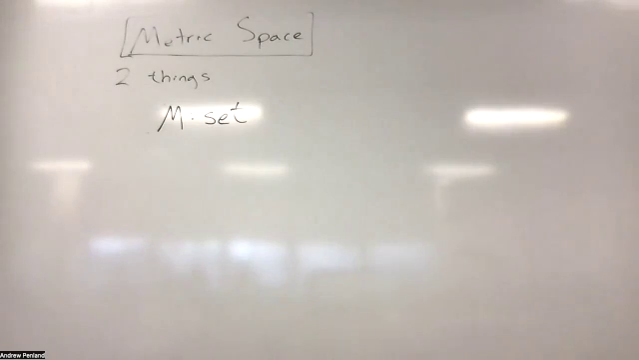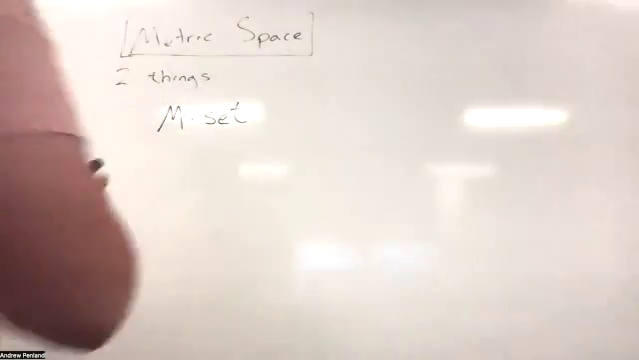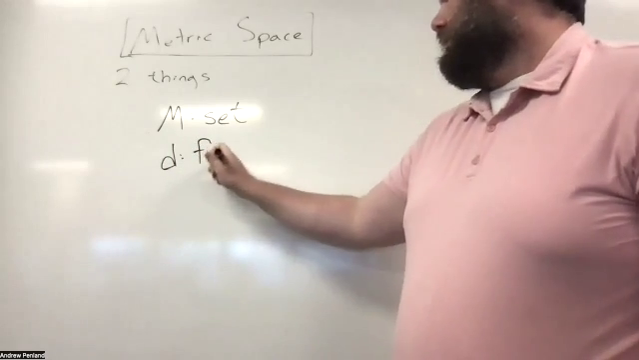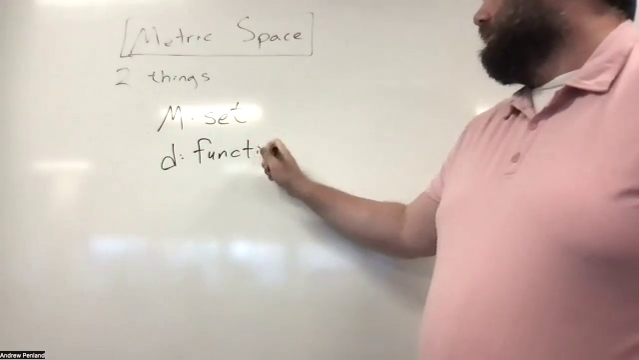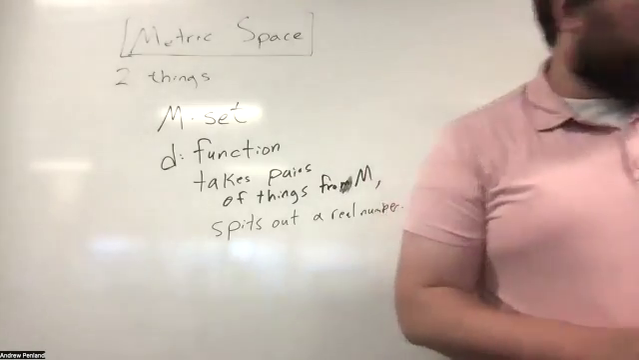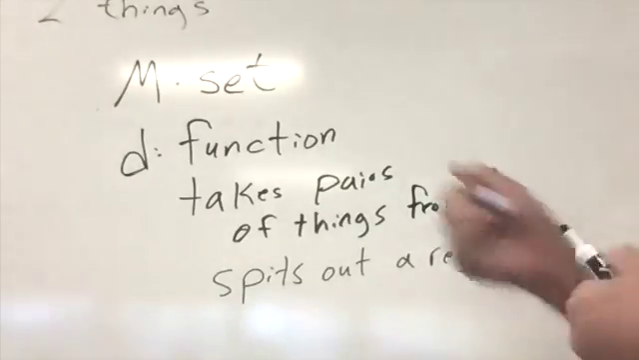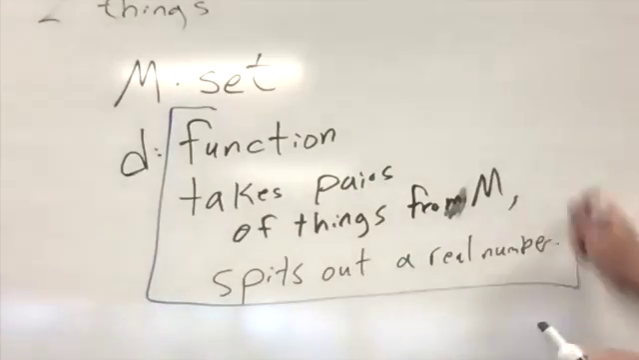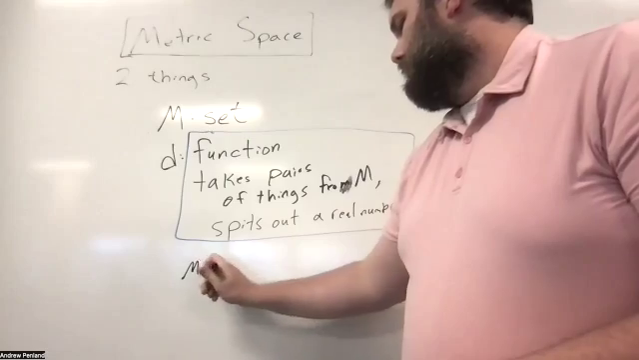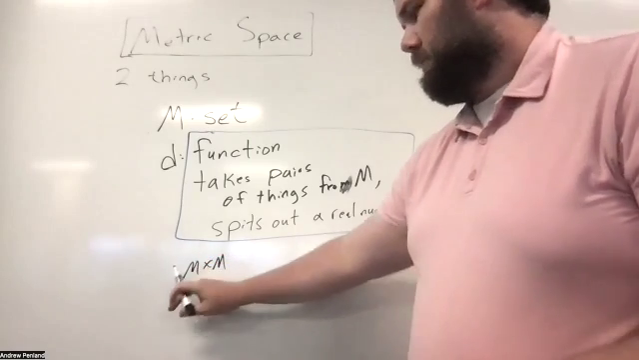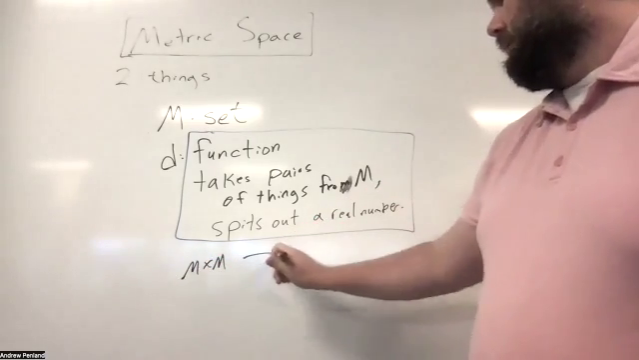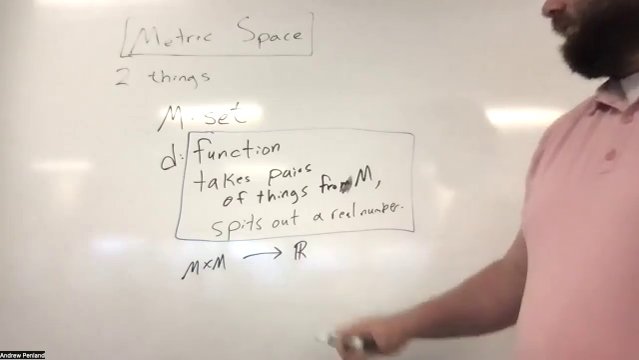So M is a set. And D is going to be a special type of function. And what D does is it takes pairs of things from M and it spits out real numbers. And the way to write this formally mathematically is you say that D is a function from the Cartesian product, the domain is M cross M, which just means it's going to be two things. The first one is from M and the second one is also from M. And the codomain is R, which is the real numbers.